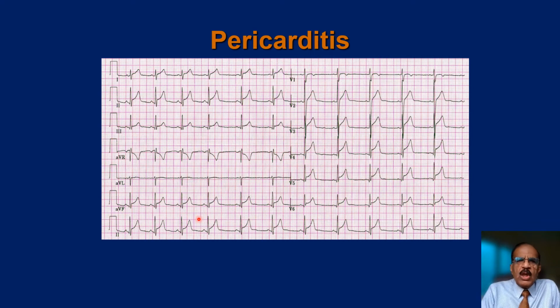Of course, you need to know the history. These kinds of changes may be normal. Sometimes a perfectly normal person can have some ST segment elevation with concavity upward, with upright T waves and normal QRSs. So this may be a normal variant also. I would make a diagnosis of pericarditis in this ECG only if I have the history, and otherwise I would say this ECG is consistent with the diagnosis of pericarditis.